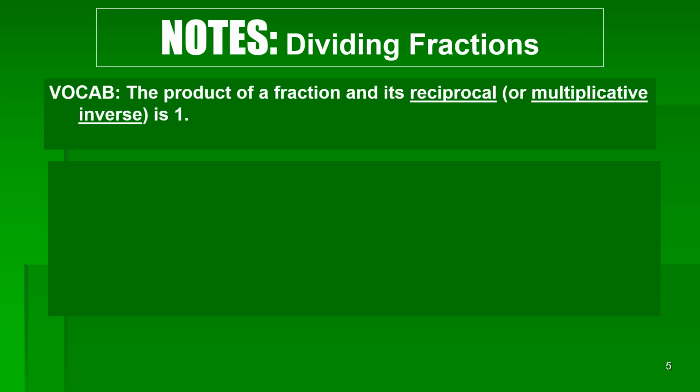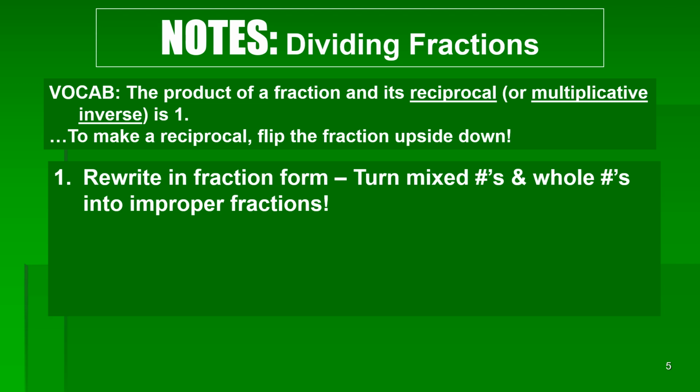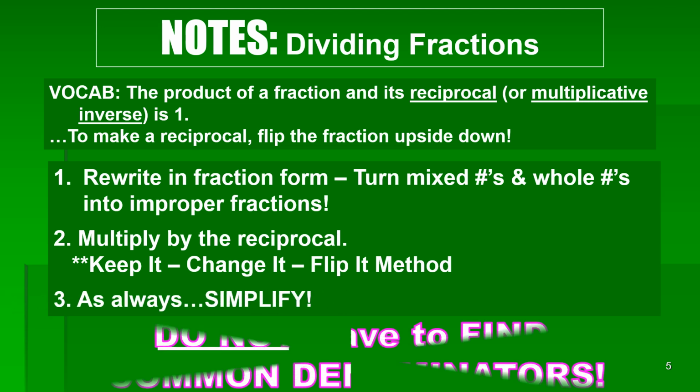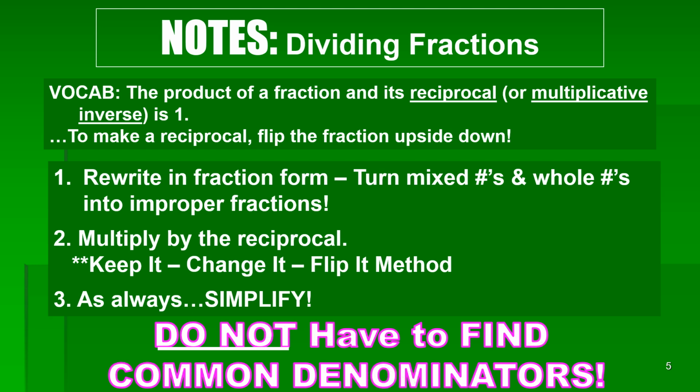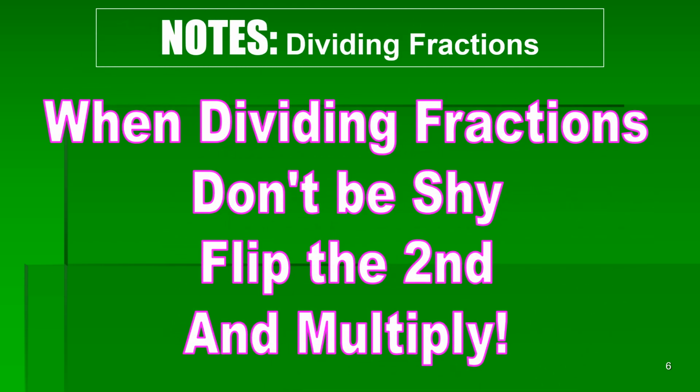Now, in dividing fractions, for our vocabulary, the product of a fraction and its reciprocal, or multiplicative inverse, is 1. So to make a reciprocal, flip the fraction upside down. Okay. We write the fraction form, turn mixed numbers and whole numbers into improper fractions, multiply by the reciprocal: keep it, change it, and flip it method. And as always, simplify. So you do not have to find the common denominators. Next, when dividing fractions, don't be shy. Flip the second and multiply.